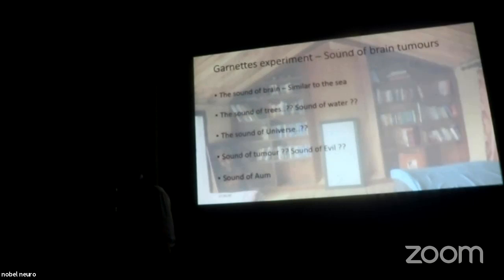You know my friend Garnet? He was here last year. He's incidentally one of the very few civilians who's a Hall of Famer for NASA. He came and took classes for the boys. He's got this experiment about the sound of the brain. It's not in the audible range, but he takes it to the audible range and hears it. It's so similar to the sea. While GBM and meningioma, he's got those sounds too. And they're ugly. You know, the trees have sounds too. The universe has a sound. Okay? So you should think about this.